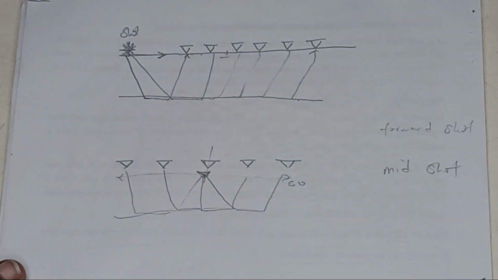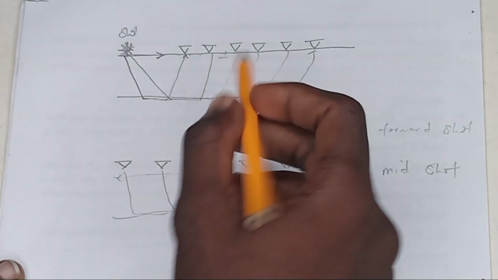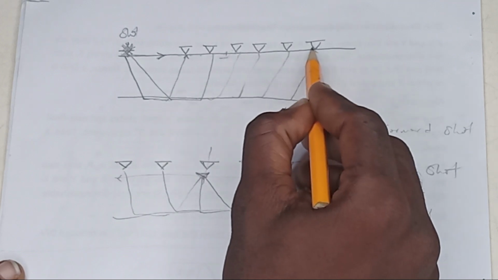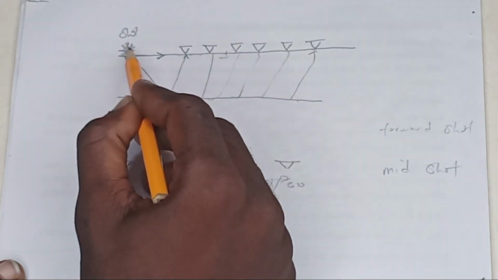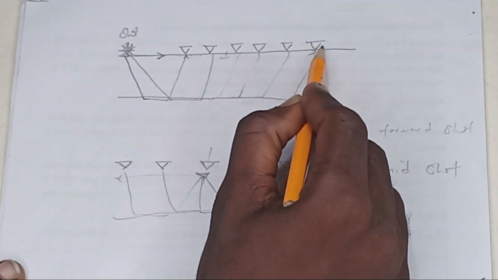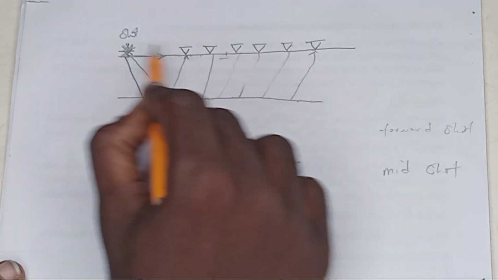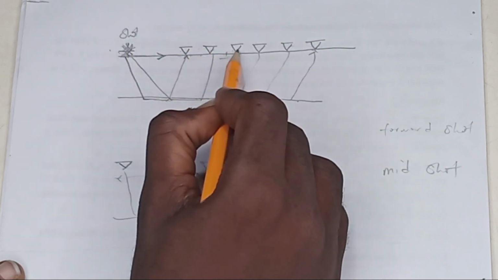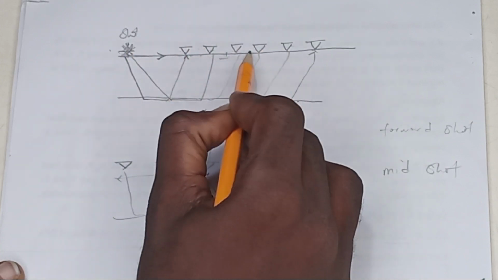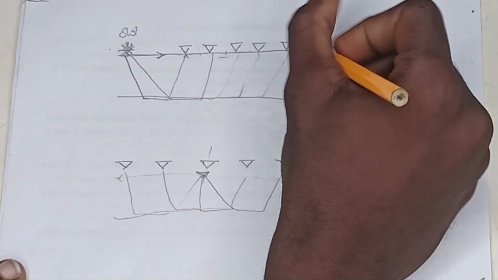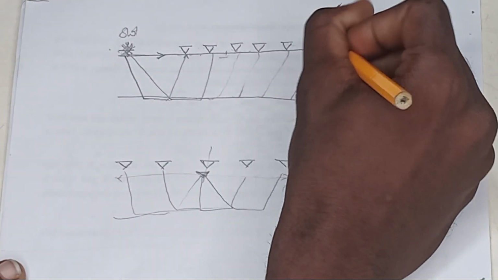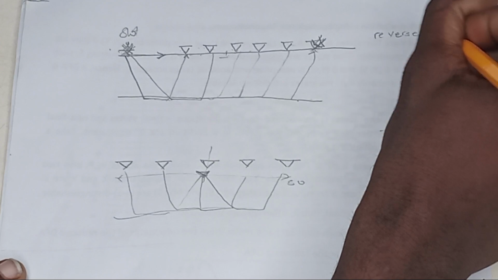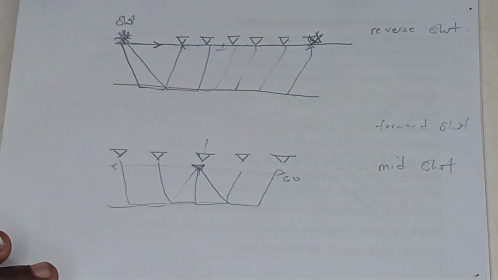Now we also have the reverse shot, whereby we replace this last geophone here. We'll put the shot at that place and move the geophone array to this point. Can you see that? We'll move this one to this place, move this to this, move this geophone here, this geophone here. Then we now have this free space, and at this point here, we now have our new shot. That is what we call the reverse shot. So these are the three types of shots.